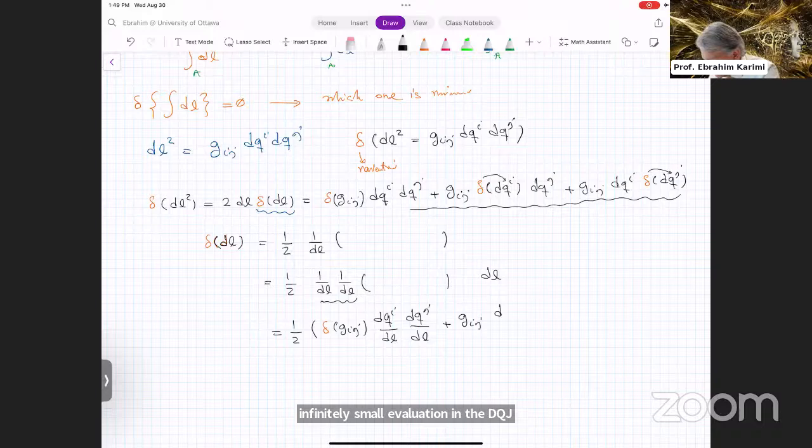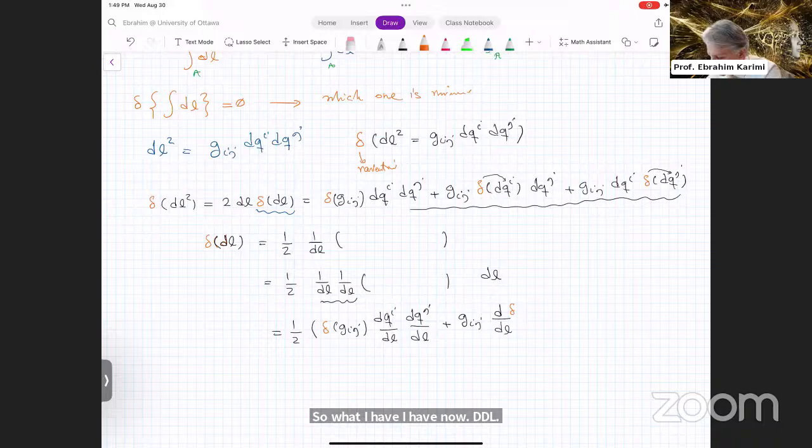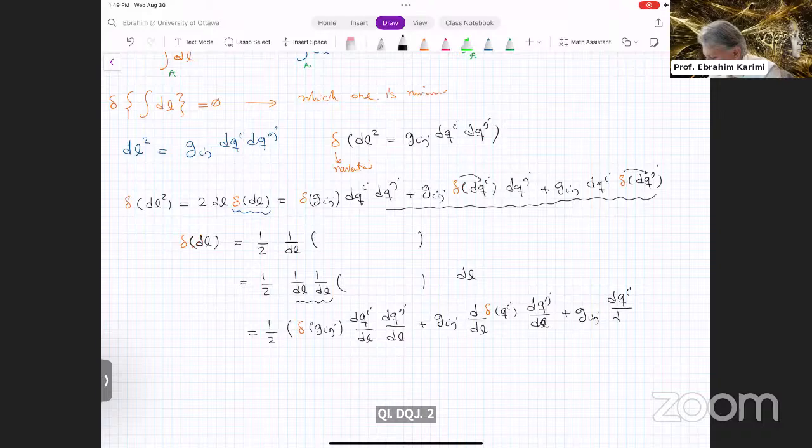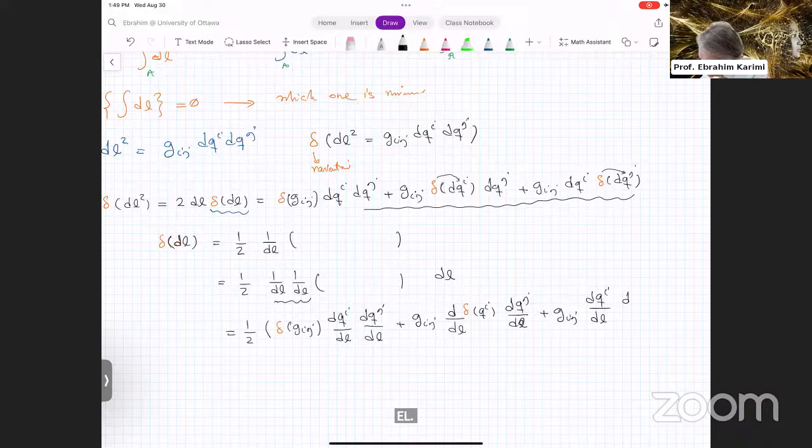dL of delta of q^i, dq^j/dL, plus g_ij, dq^i/dL, and then I have dL of delta of q^j. Okay. Questions?